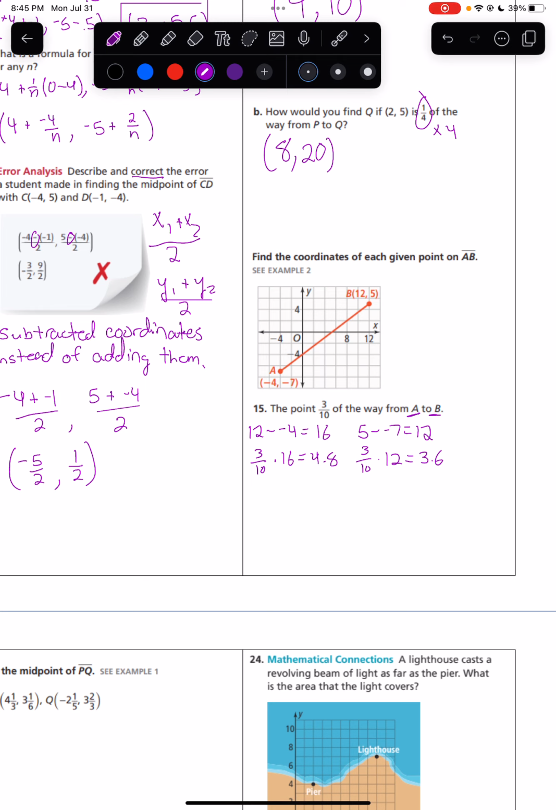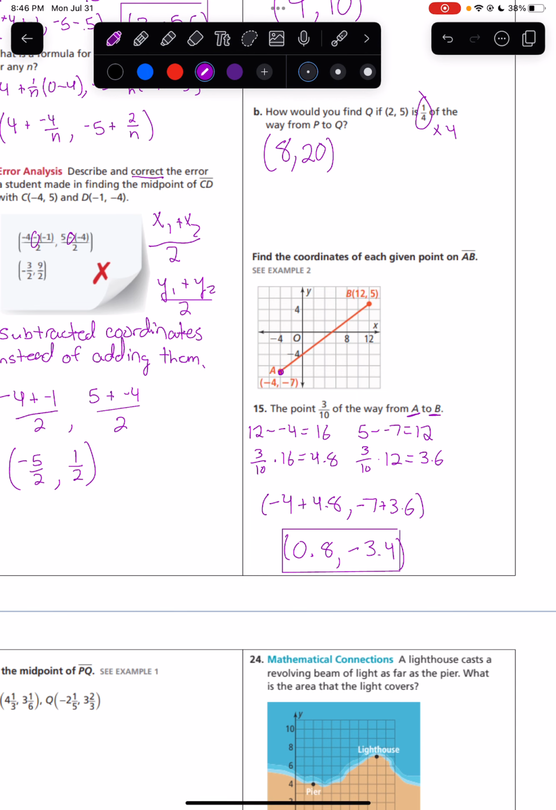And so now we take those new distances, right? We're adding 4.8 to the x-coordinate and 3.6 to the y-coordinate, and we add them right on to point A because we're going from A towards B. So we take negative 4 plus 4.8 for the x-coordinate, and negative 7 plus 3.6 for the y-coordinate. And so that final coordinate point becomes (0.8, negative 3.4). And that will be your answer.